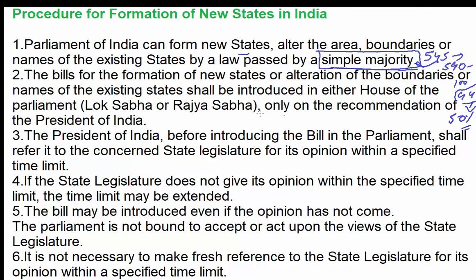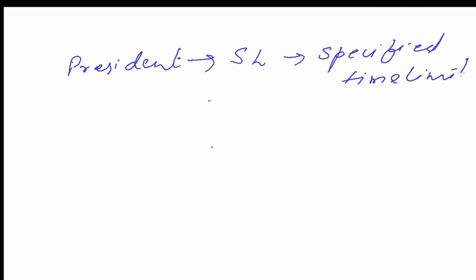The bill is certainly introduced with the recommendation of the President of India. The President, however, before introducing the bill in Parliament, refers it to the concerned state legislature for its opinion within a specified time limit. Now these two are important aspects. First, that the President refers to the concerned state legislature and the state legislature has to express its opinion within a specified time limit. This time limit is specified by the President and the President can also extend the time limit.